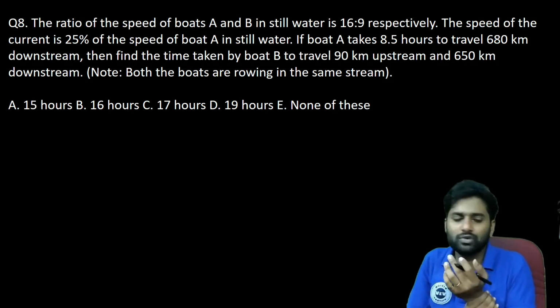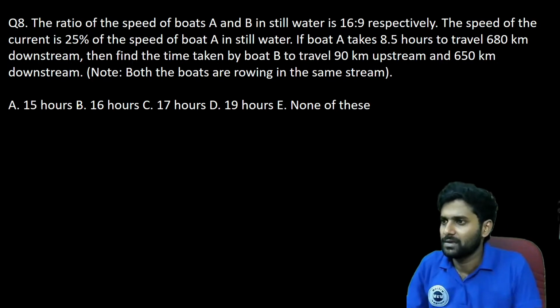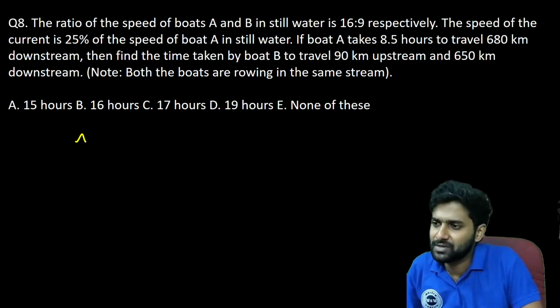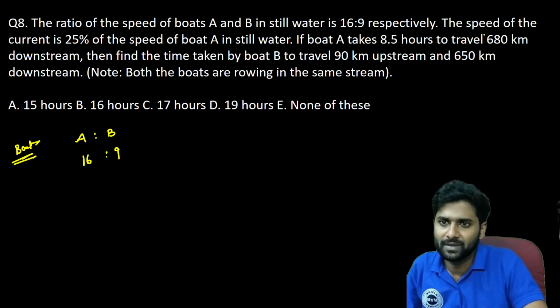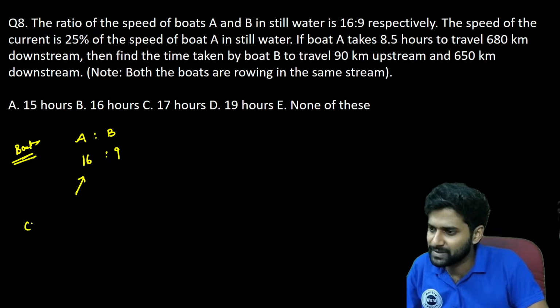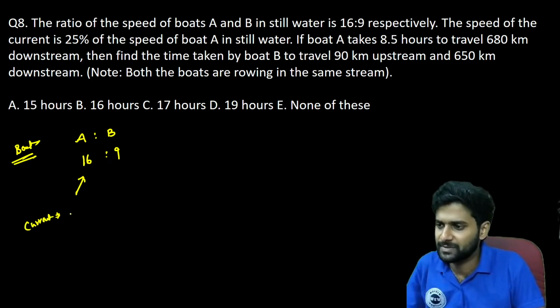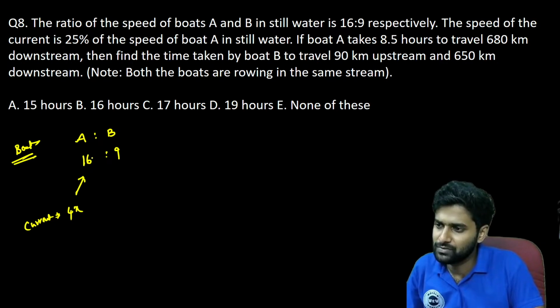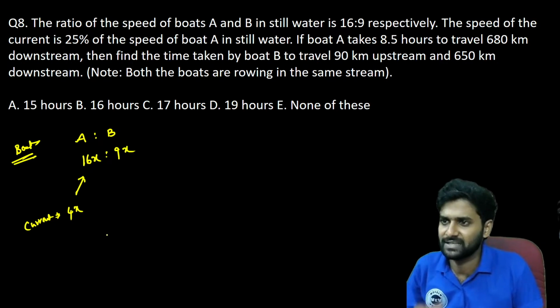See the next question from the boats and streams concept. The ratio of speeds of boat A and B in still water is exactly equal to 16:9 units. The speed of the current is 25%. 25% of the speed means 1/4 of that speed. 1/4 of the speed is exactly equal to 4x. Let us assume the speeds are 16x and 9x.